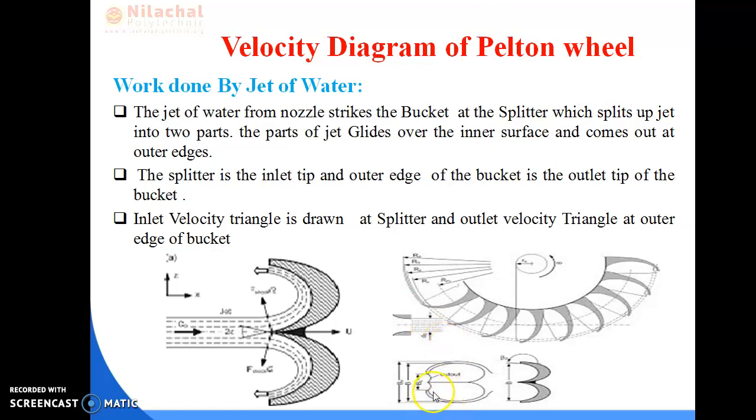The jet of water is striking at this splitter. As shown in the diagram, this is the flow of water. The flow lines are suggesting that after striking the splitter, they are moving along the two hemispherical surfaces, along the top side and along the bottom side.